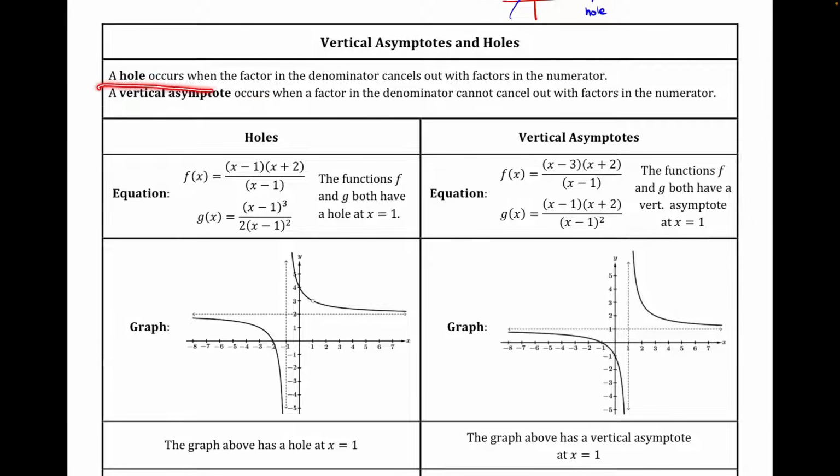A hole occurs when a factor in the denominator cancels out with a factor in the numerator. So this is from yesterday's homework assignment, and we can actually talk about that now. In this case, we have an x minus 1 and an x minus 1 that we can cancel out. Therefore, we have a hole at x is equal to 1. And I'm looking at the vertical asymptotes. Vertical asymptotes occur when a factor in the denominator cannot cancel out with factors in the numerator. So over here, x minus 1 cannot cross out with anything in the top. So we have a vertical asymptote at x is equal to 1.